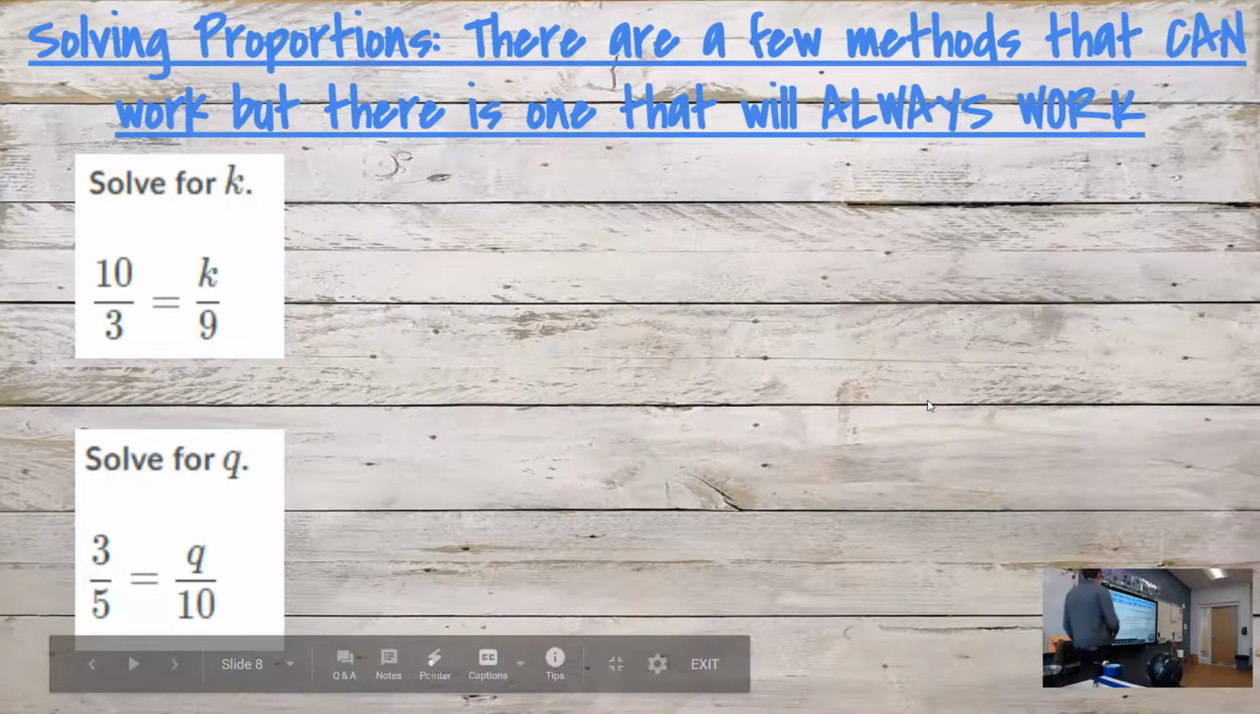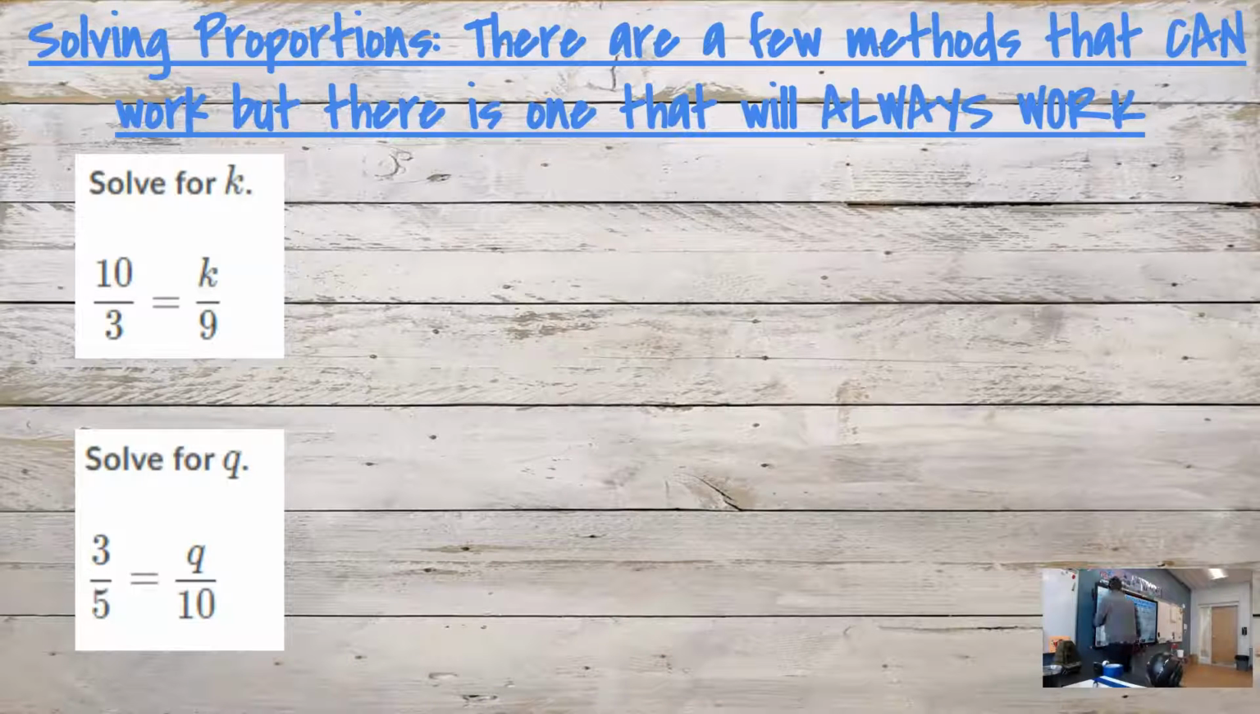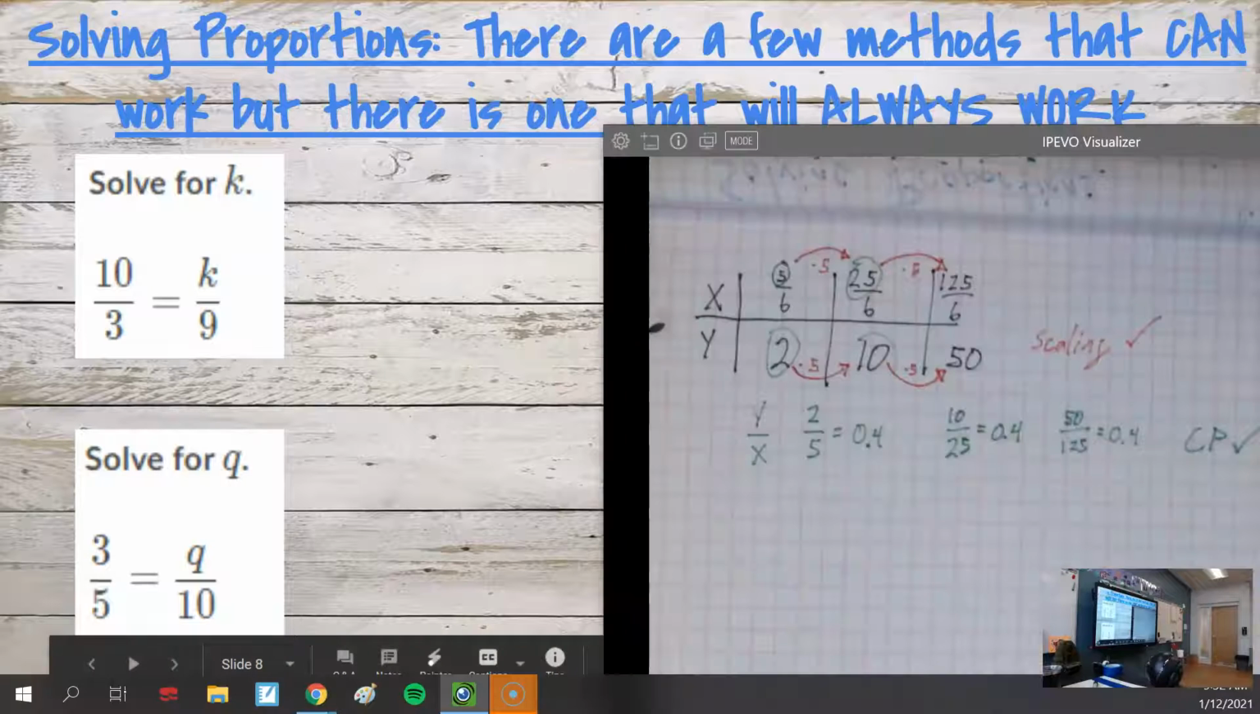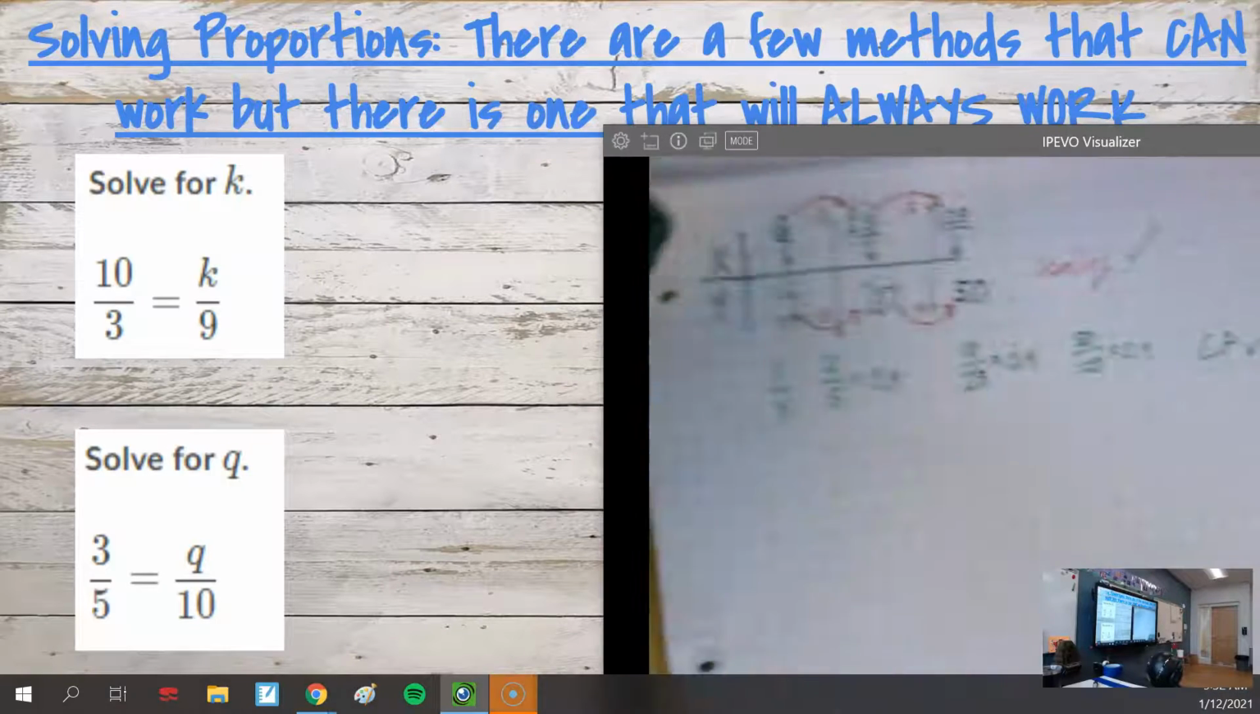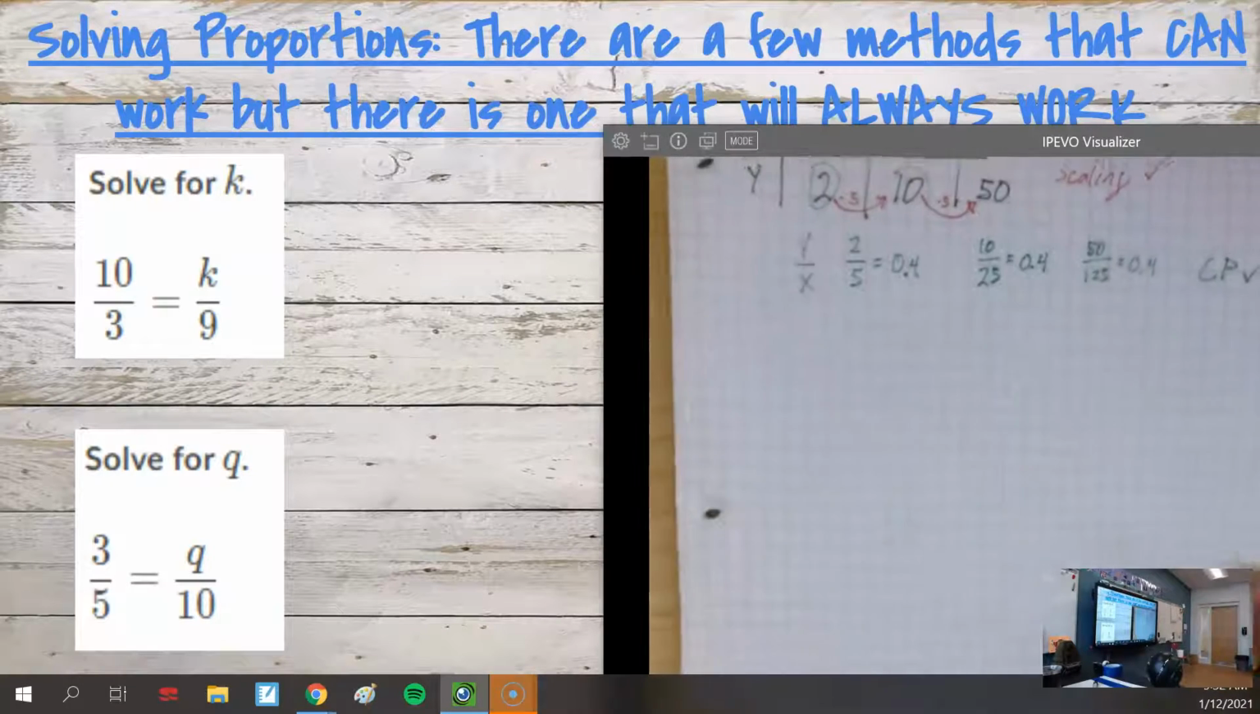Go ahead and write down both of these. Actually, never mind, don't do that yet. I'm really good at changing my mind. Then again, maybe I'm not. See what I did there? I changed my mind. All right, so I want you to write down the word proportions.